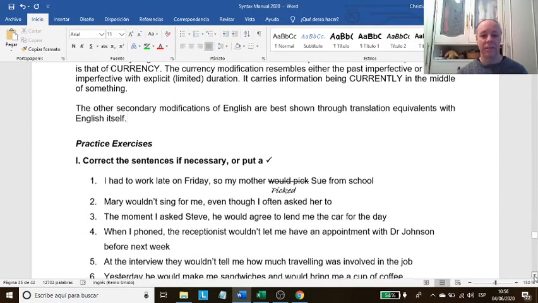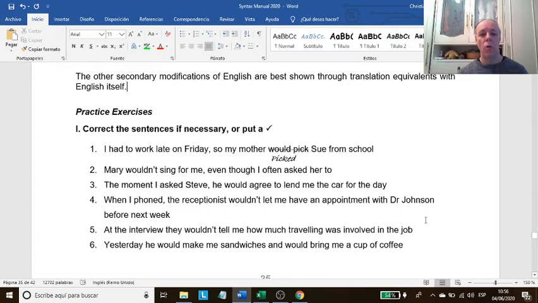Practice exercise. Correct the sentences. Again, you have an error correction exercise. I had to work late on Friday, so my mother would pick Sue from school. So my mother picked Sue from school. Would pick shows aspect, habitual situation in the past, repetitive habitual situation in the past. Okay, that's the aspect of would pick. So that's the answer.